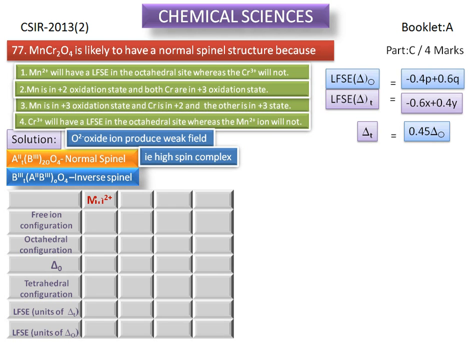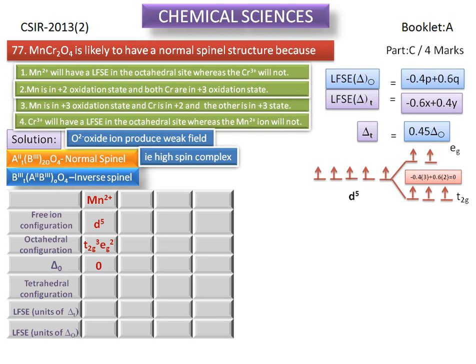LFSE for Mn2+. Mn2+ has a d5 configuration. Its octahedral configuration is t2g3 eg2. Its LFSE value for octahedral configuration is 0. Similarly, we calculate the tetrahedral configuration and its LFSE value. Its value is also 0.